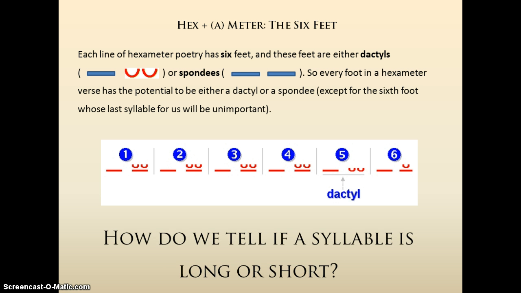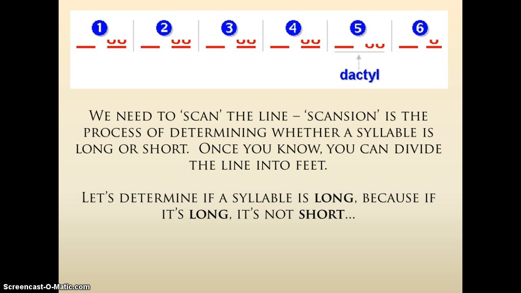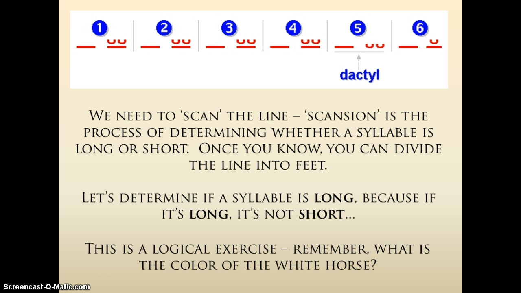The question is, for us, how do we tell if a syllable is long or short? And that's really the key. In order to determine that, we need to scan the line. Scansion is the technical term for the process of determining whether a syllable is either long or short. And once you know, you can then divide the line into 6 metrical units. So let's try, this is the best strategy, let's try to determine if a syllable is long. Because if it's long, it's not short. Yes, this is the epitome of the logical exercise.